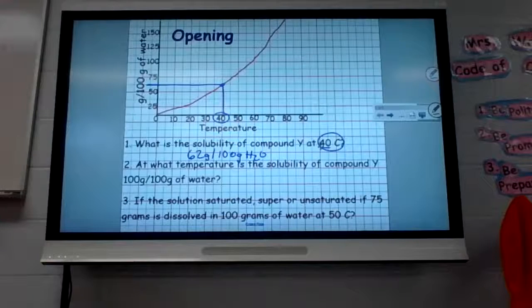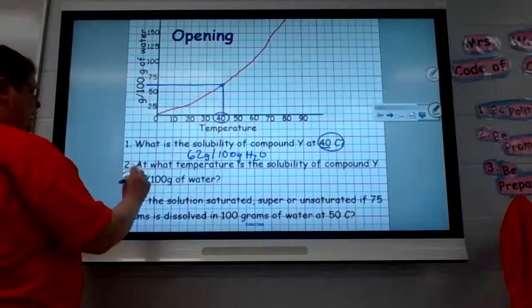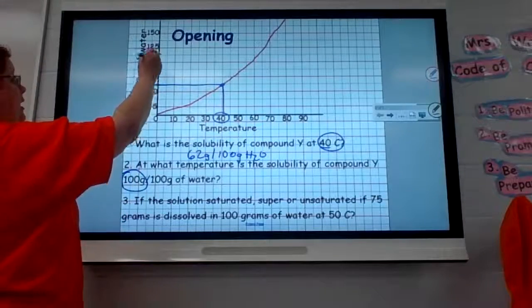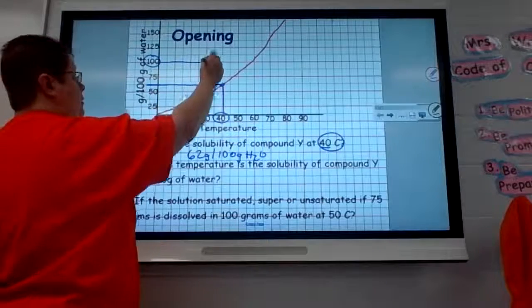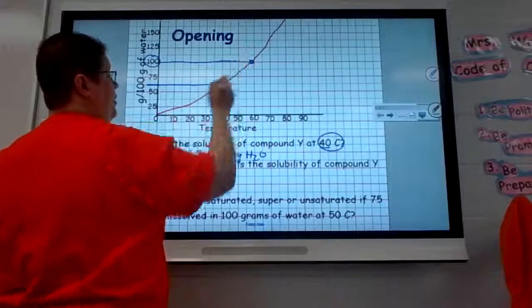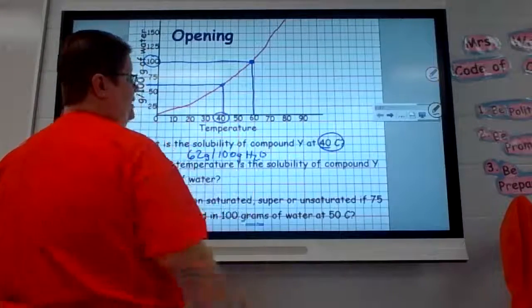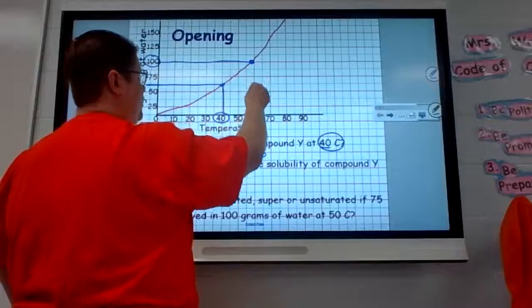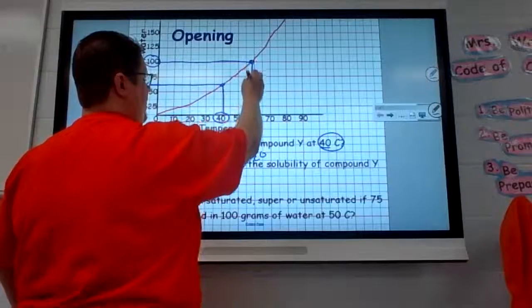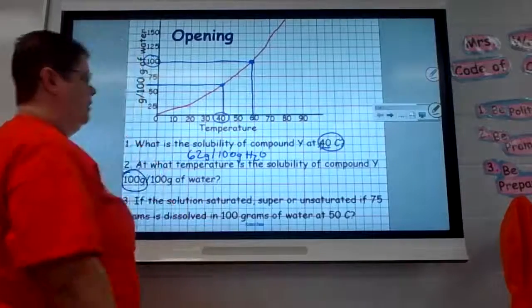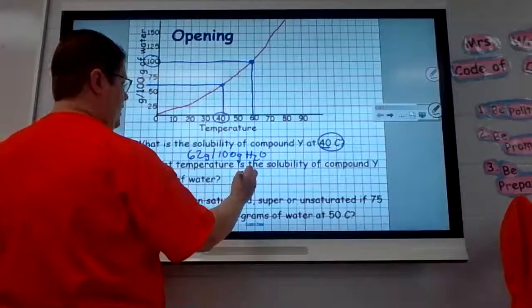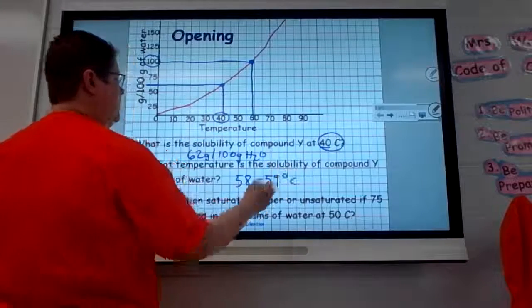So for number 2, I gave you a solubility of what? 100. Okay. So since I gave you 100, find the 100 right here. Read over. And what do you think it is? Okay, 60, might be slightly less. It's not quite 60 because I'm a little off there. My line's not very straight. Maybe 59, maybe 58, somewhere about down in there. Okay, 58, 59 degrees Celsius.